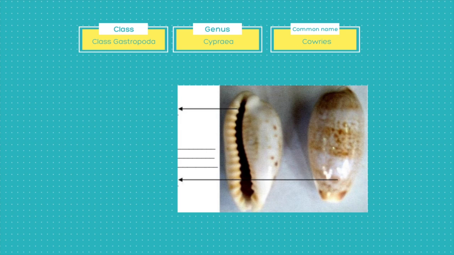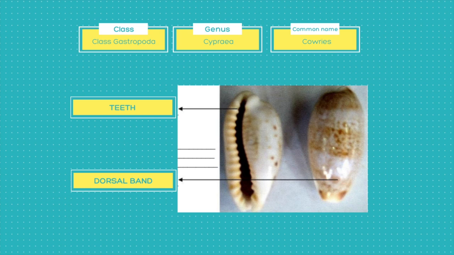Also under class Gastropoda, we see the genus Cypraea, more commonly known as cowries. From the ventral side, looking at the edges of its aperture, we get to see a spiky structure which are its teeth, which function as scrapers for algae, sponges, and invertebrates in hard surfaces. On its dorsal side, we see a brown line at the posterior side of the shell. This is its dorsal band.